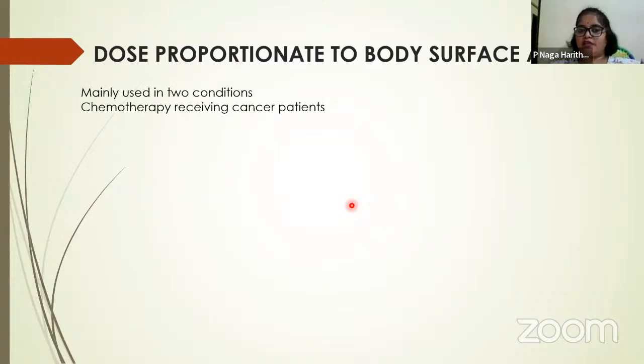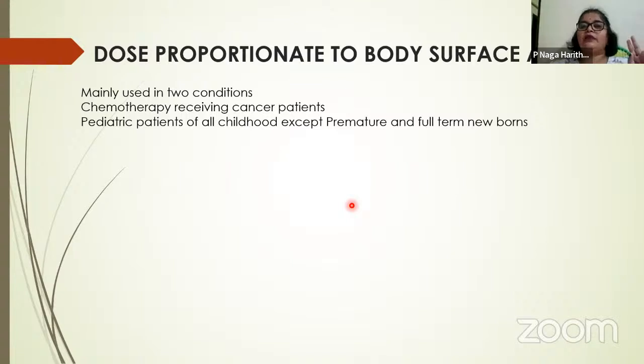Okay. So the first condition is for the patients who are receiving the cancer therapy, chemotherapy for the cancer patients, and the second one is pediatric patients of all the childhood except the premature and full-term newborn babies, like the babies born at the end of the 8th month. For those pediatric patients also, you can use the body surface area because we don't know the exact age, or weight will also not be proper for such people.